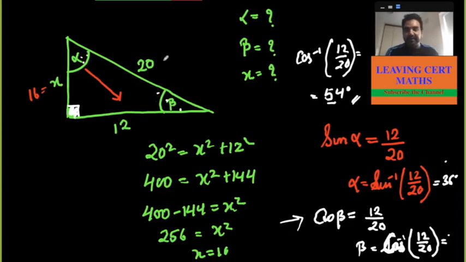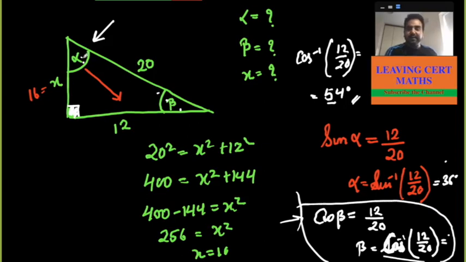Suppose you have found this one, you don't need to do this, just take it away from 90, you will get 54. You understand? Because this plus this should be 180. So this angle has taken 90, so the remaining 90 will be distributed in this and this. So if this is 36, this has to be 54. Make sense? Okay, let's take one more question.